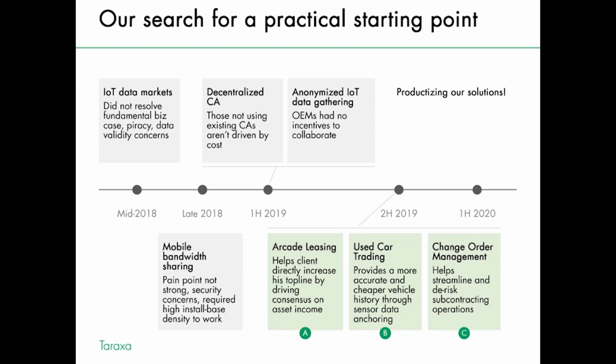We were looking at IoT data markets, mobile bandwidth sharing, decentralized certificate authorities, anonymized IoT data gathering. There are a lot of these things that we did that were either too big or blockchain wasn't really a good fit, variety of issues. We didn't really start hitting the nail on the head until the second half of 2019, so second half of last year, right? When we started finding applications where blockchain is uniquely positioned to actually solve the problem. And that really got us on this path of helping corporations or enterprises collect high confidence operational process data, right? So let's go through some of these examples and why I find them so interesting.